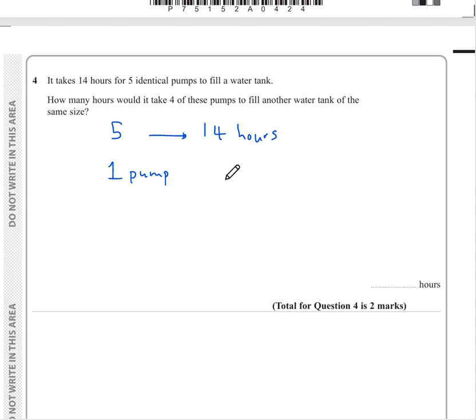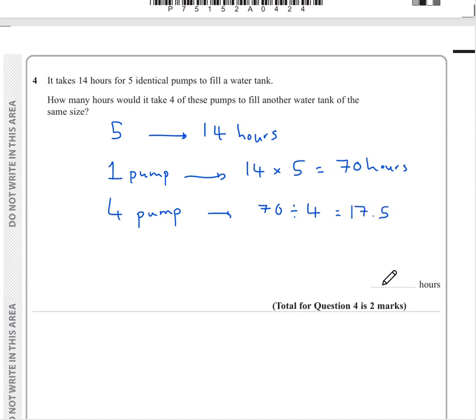So you might want to divide by 5, but in this case, one pump working on its own is going to take 5 times longer. So 14 times 5, if you've just got one pump, would take 70 hours. Okay, in fact, we've got 4 pumps, so that's going to be 4 times faster. So that's going to give us 70 divided by 4, which is going to be 17.5 hours. Obviously, the assumption there is that all these pumps are working at the same rate.